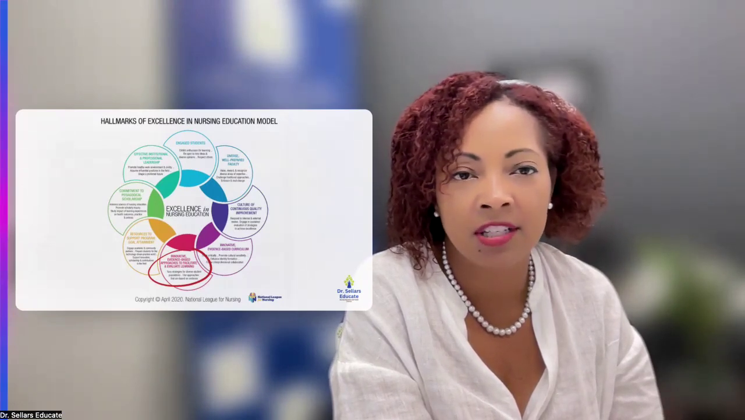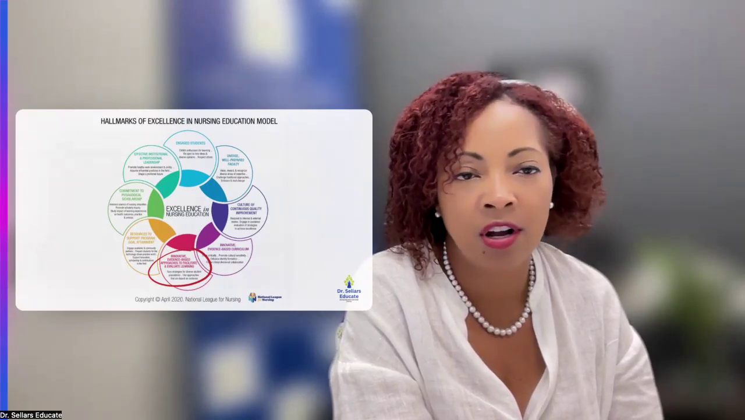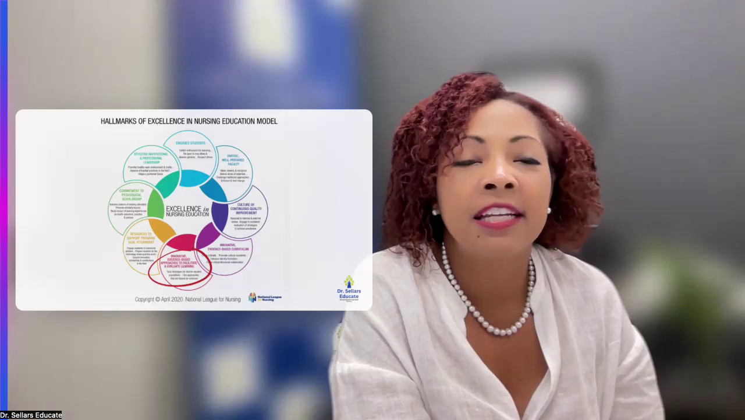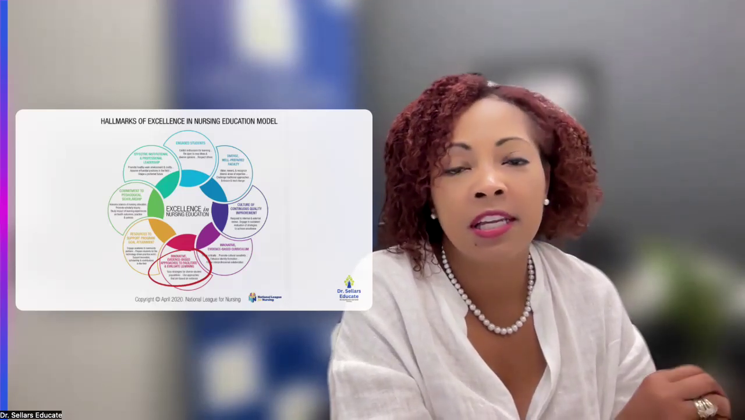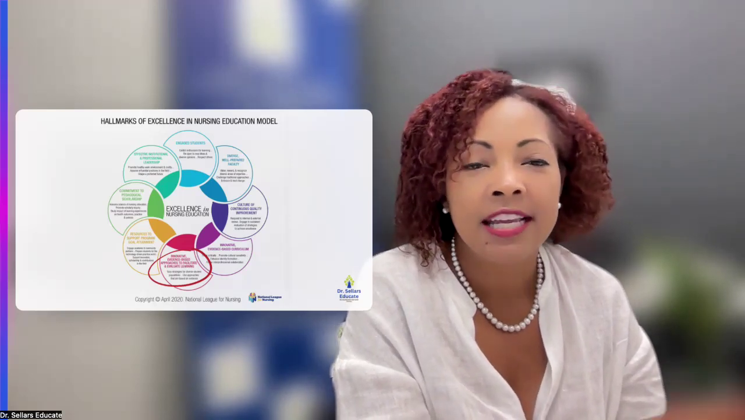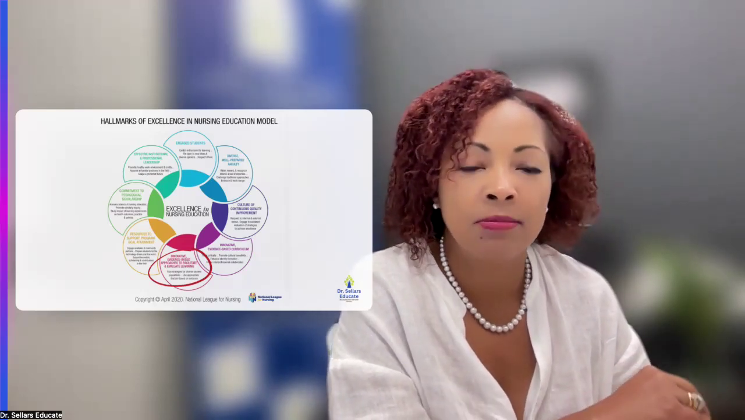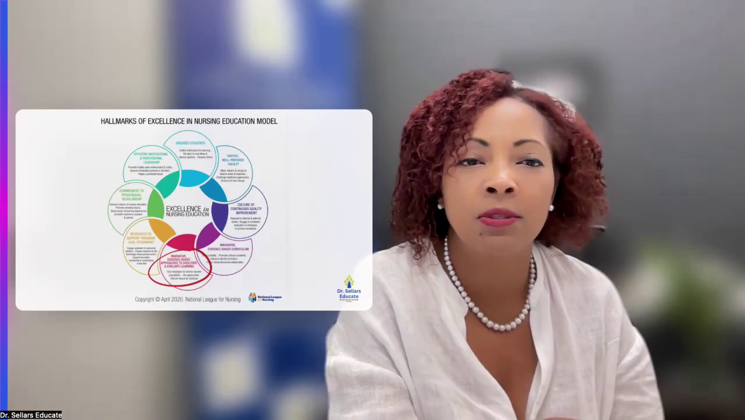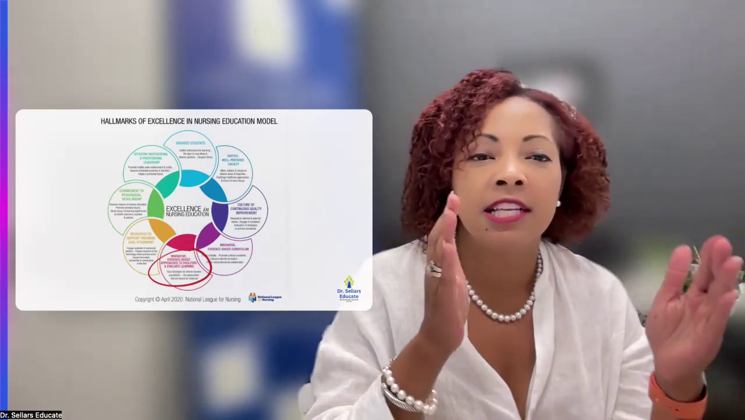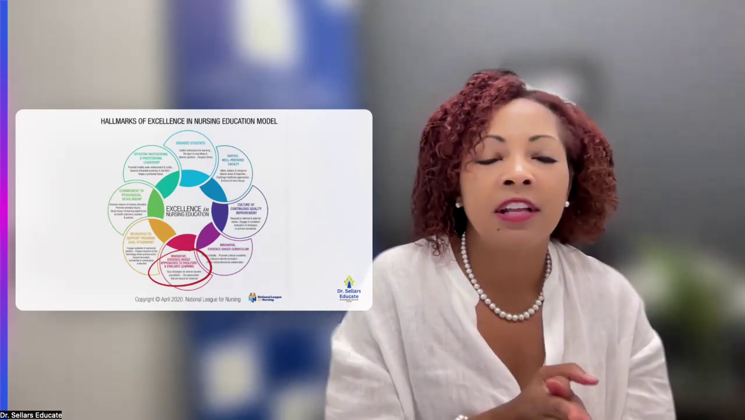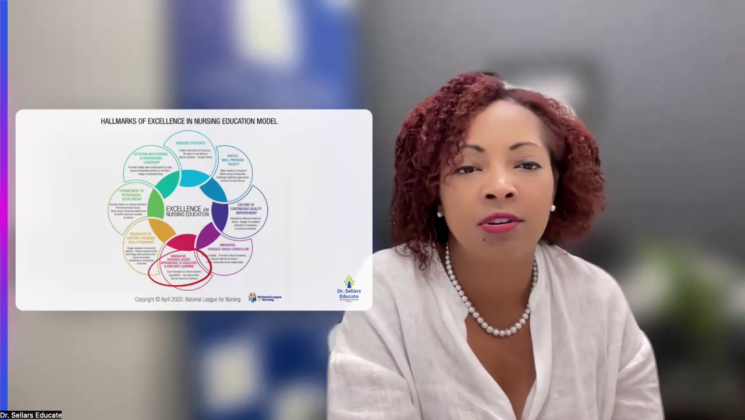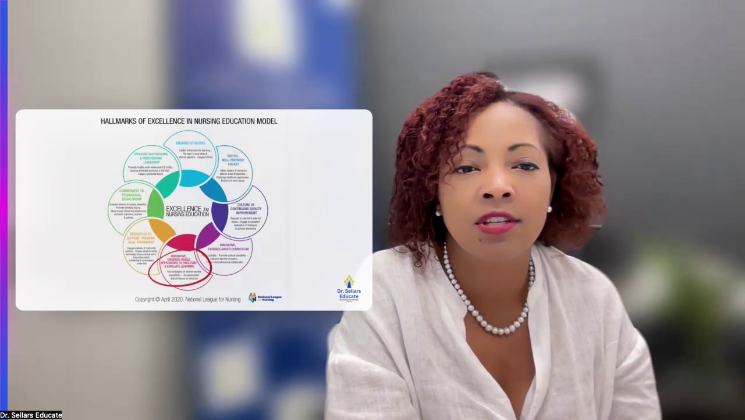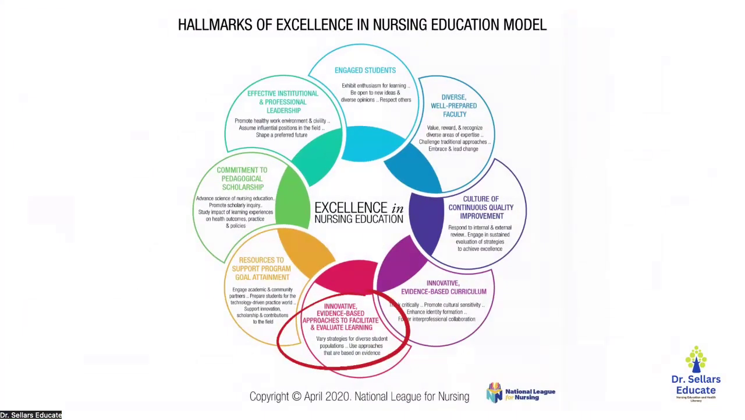So go to the nln.org website and you can do a search for Hallmarks of Excellence. And this model really does describe what elements should be considered and included in our actual nursing program. So that's the difference and really the correlation between our competencies and this Hallmarks of Excellence. We develop content here that is going to help you stay focused as you move forward on your journey. And we always like to draw those connections in case you have questions. All right, so let's take a look.